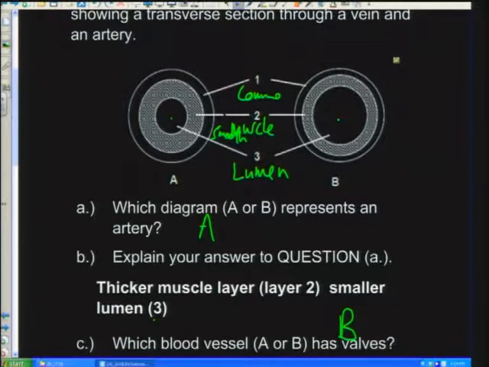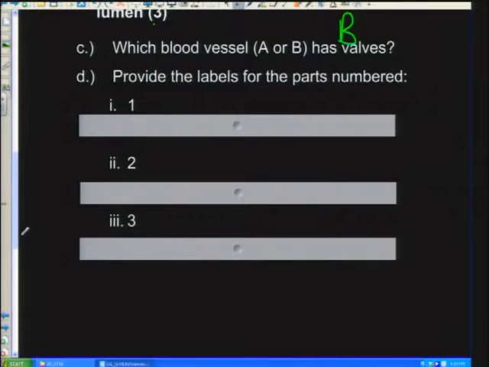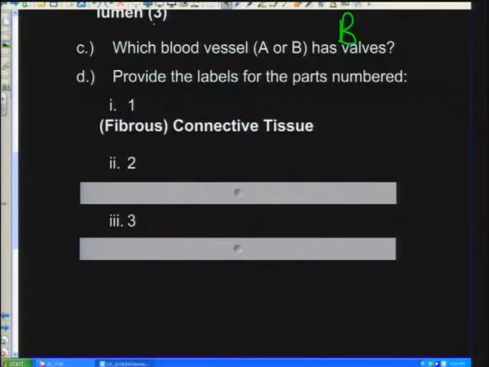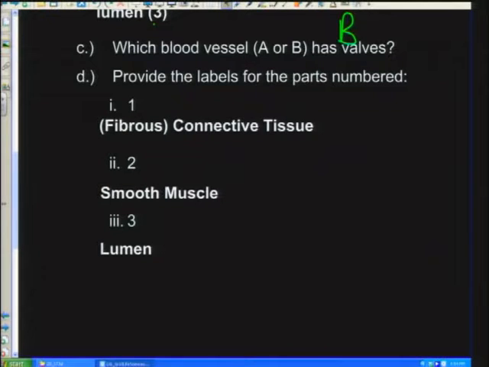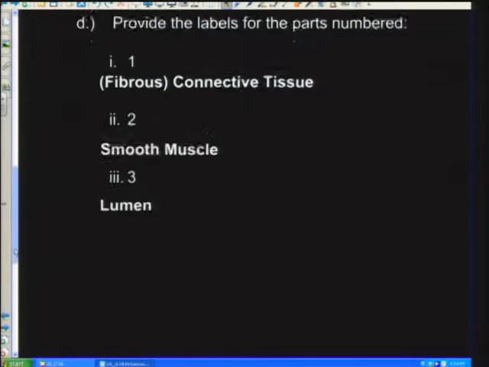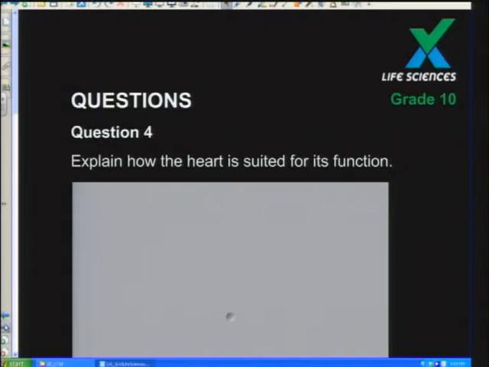All right, and that covers us with that question there. Let's just open to see if Aslam was right. Connective tissue, smooth muscle, and lumen. Spot on in terms of our answers. I'm hoping that helps you.